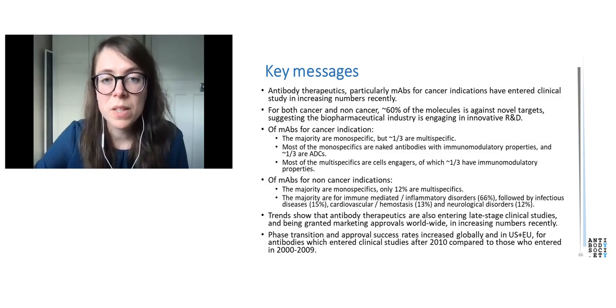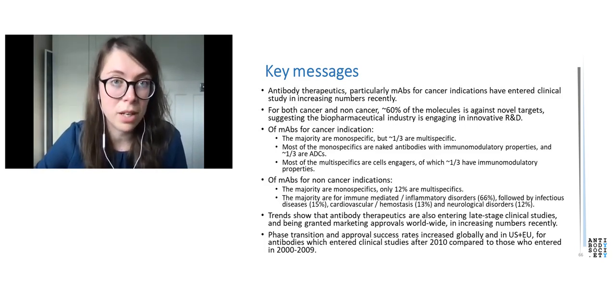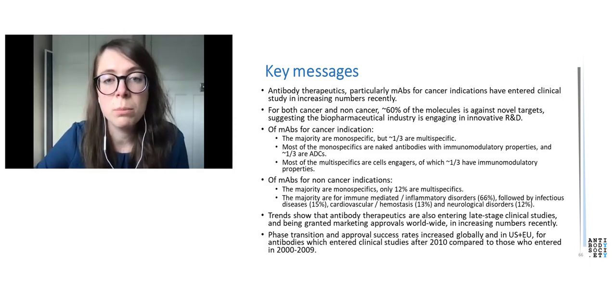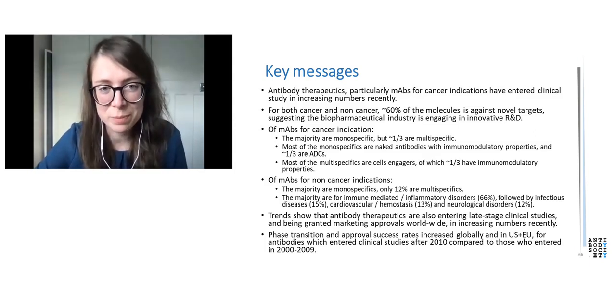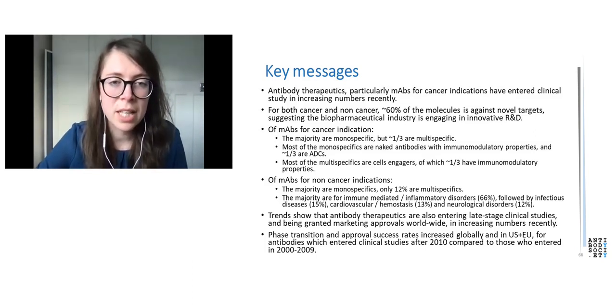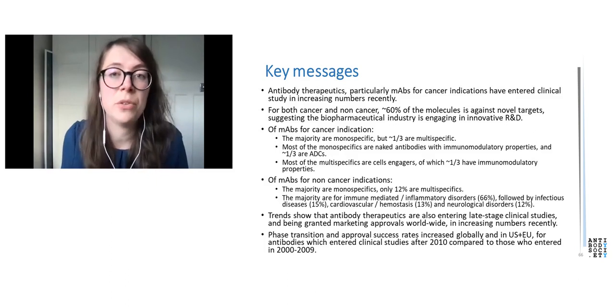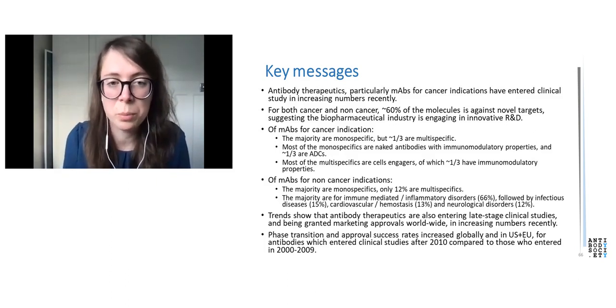Most of the monospecifics are naked antibodies with immunomodulatory properties, and a third of the monospecifics are antibody-drug conjugates. Also, most of the multispecifics are cell engagers, and of these, a third have immunomodulatory properties. Of the antibodies for non-cancer indications, the majority are monospecifics, only 12% are multispecifics, and the majority are for immune-mediated and inflammatory disorders, but I showed you the huge variety of therapeutic areas in this group.